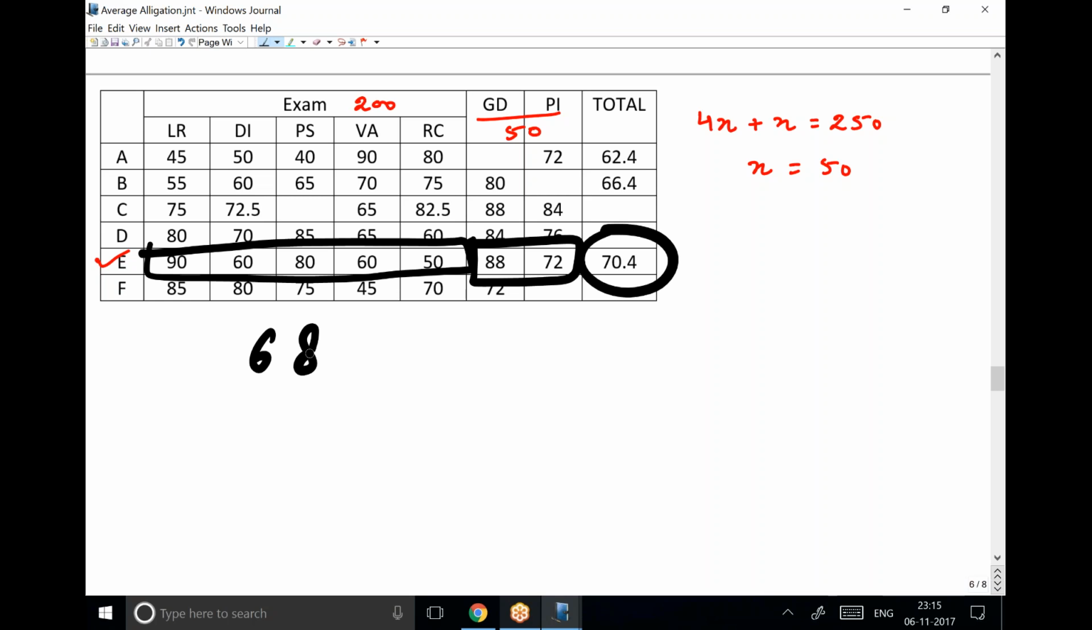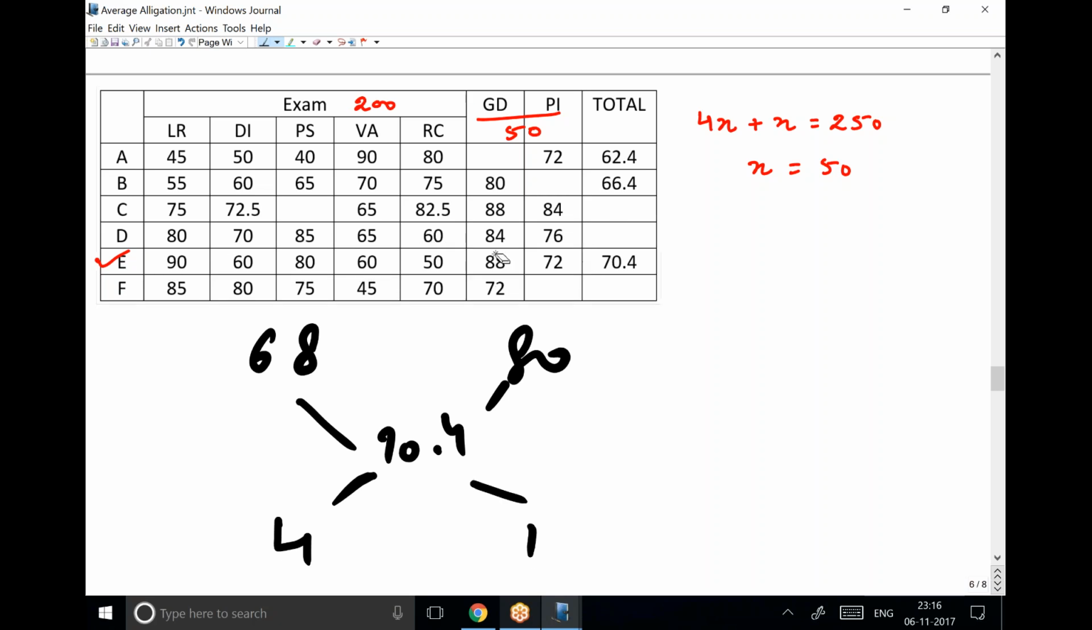So this average given to us, 68, you will be combining with the other one given to us, 88 plus 72 by 2. 88 plus 72 is equal to 160, so it comes out to be 80 here. So it comes out to be 70.4. If you see, it comes out to be 4 is to 1 actually. Yeah, 4 is to 1.